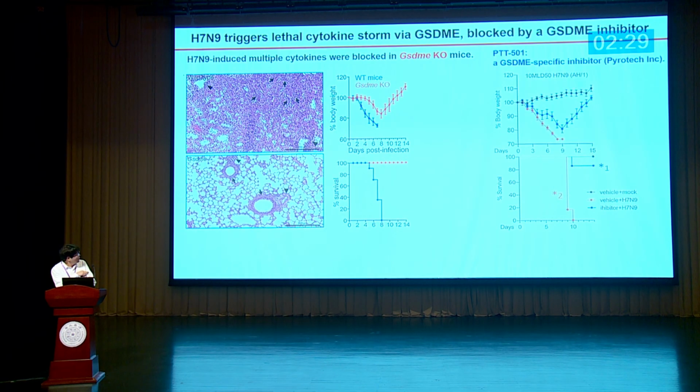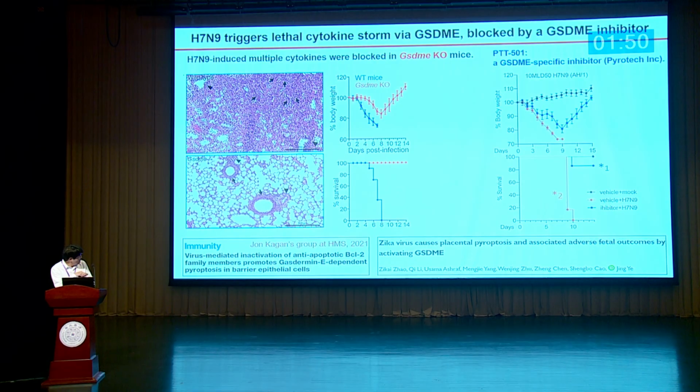So the company I founded, called Pyrotech, developed a specific inhibitor for gasdermin E, which will be in clinics next year. This small molecule inhibitor gave the same kind of results. You can see that if you treat the mice with the inhibitor, the blue line, the mice have body weight change but then recover, and most of the mice stay alive, unlike the vehicle-treated mice. This suggests that if we have another epidemic with H7N9, this inhibitor could be an effective drug to save people's lives.